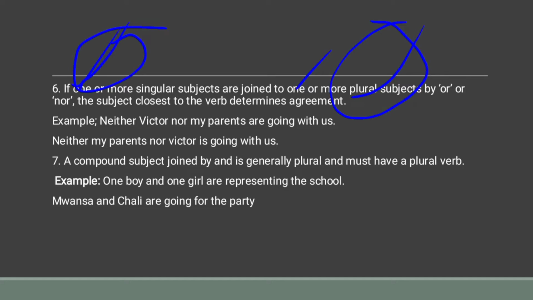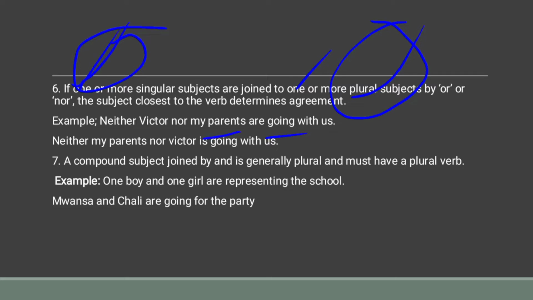Victor, that's one singular subject. One singular what? Subject. Then my parents, that's one plural subject. One plural what? Subject. So now we are saying the one which is closest to the verb determines the agreement. Which one is our verb here? Going. The verb is going. Now, between Victor and parents, which one is closest to the verb which is going?